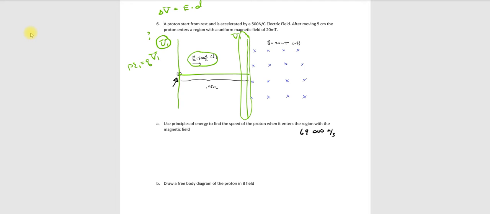And I wrote an answer down. I got about 69,000 meters per second when I worked it out. Hopefully I did it right. I just did it in my head, using a calculator. Hopefully it worked out. Okay, now, part B.